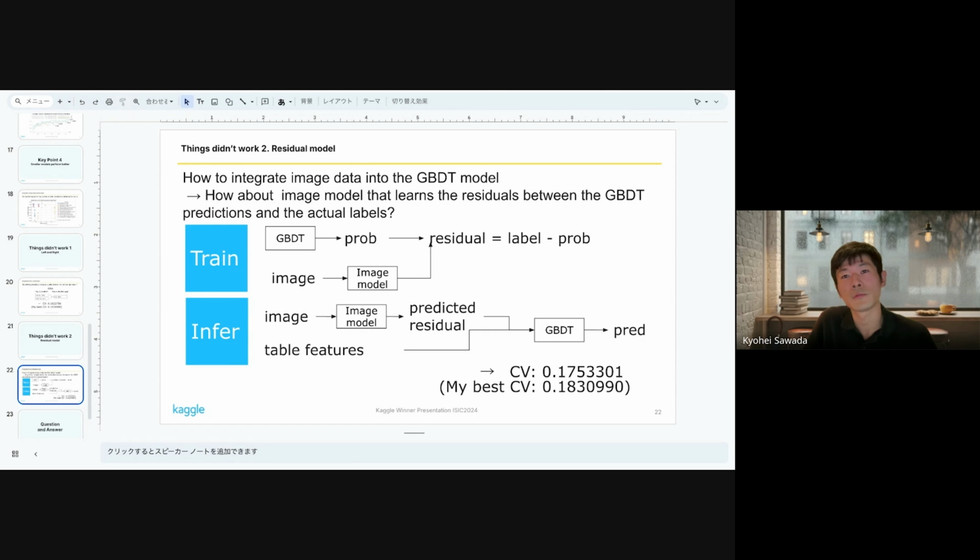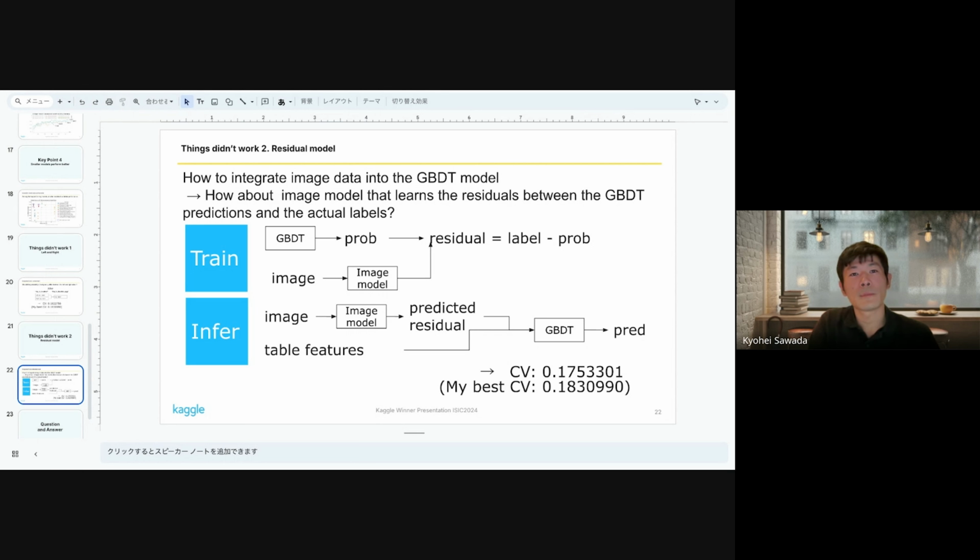and the true labels. The image model would then learn these residuals, with the hope that it could capture the information that the GBDT model missed. And I tested this idea, but unfortunately, the CV score got worse.